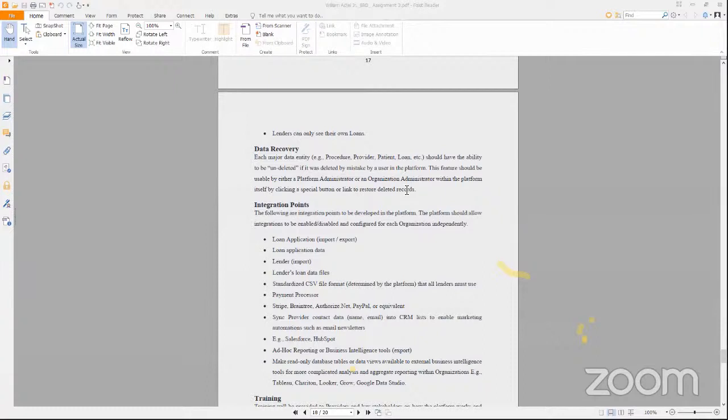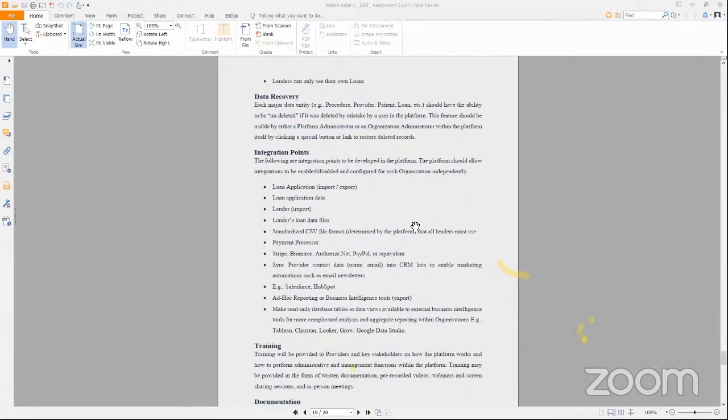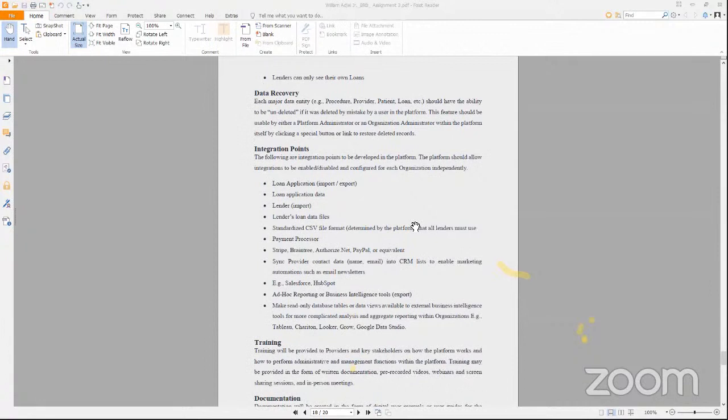So this feature should be used by either a platform administrator, a healthcare provider, a hospital, or any person who has access to it. We have our integration points over here, where the following are integration points to be developed in the platform.